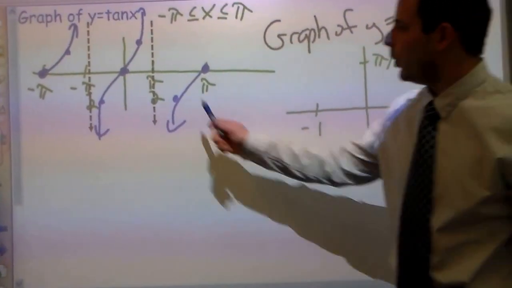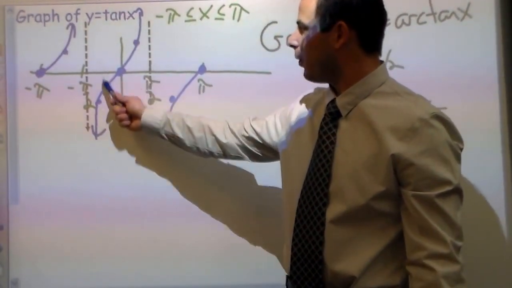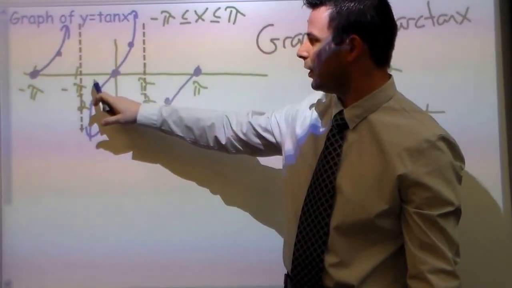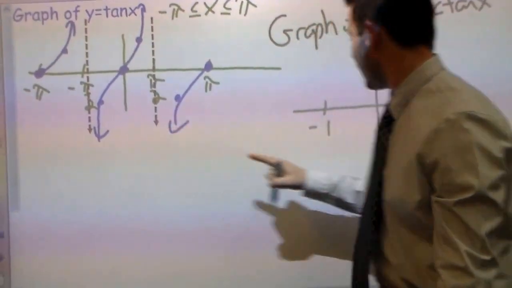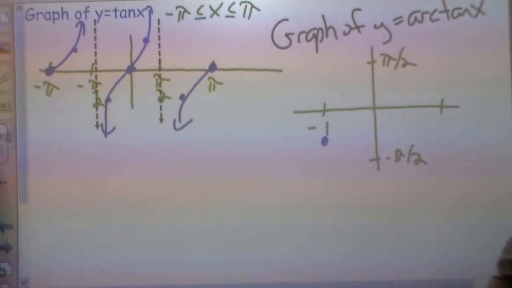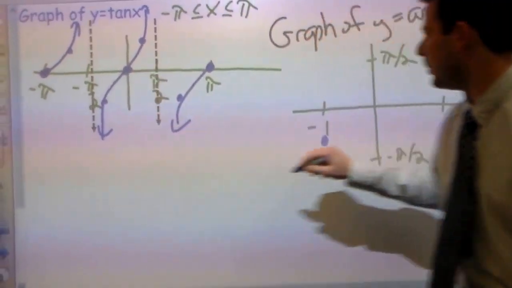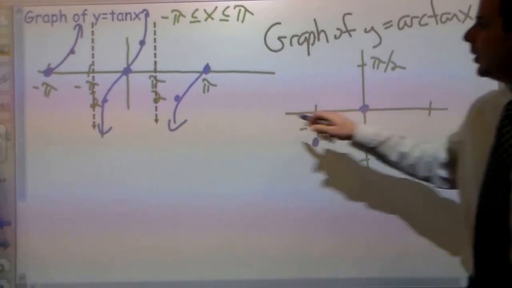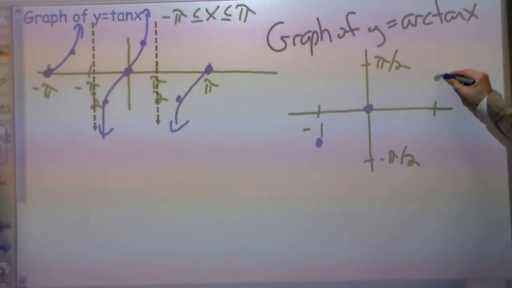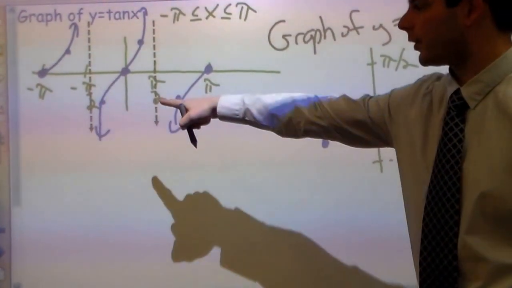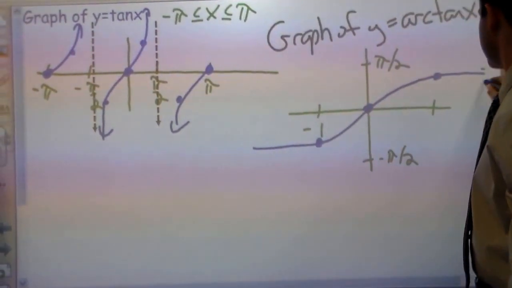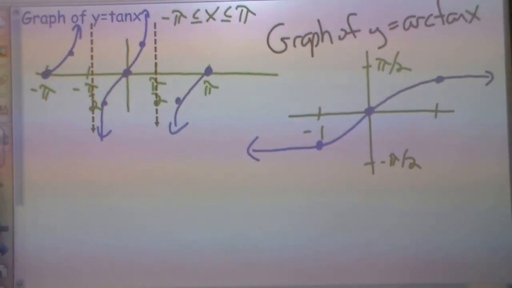So let's interchange x and y. We had negative pi over 4 and negative 1. After you interchange x and y, that is now negative 1, negative pi over 4. That's 45 degrees, half of 90. We had 0, 0. That means we have 0, 0. We have pi over 4, 1, which becomes 1, pi over 4. So now this is a reflection over the line y equals x, so make sure it looks like that. There is the graph of arc tan.